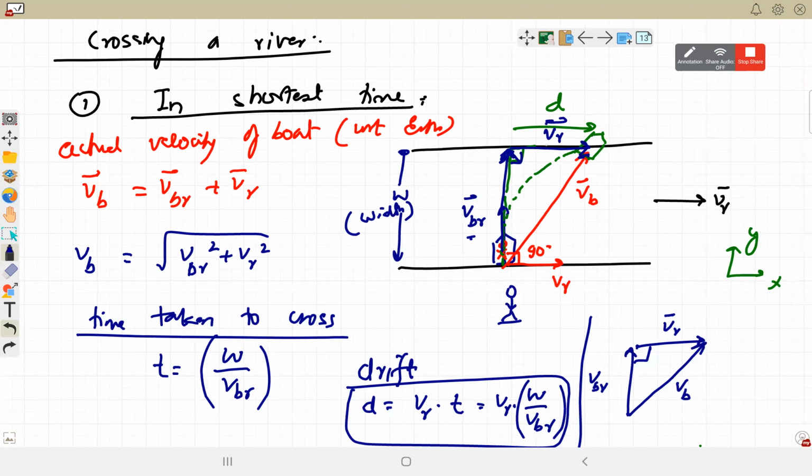Likewise, the boat is headed in the other direction. When it goes on the other side, there is a drift on the other bank on reaching. Drift means in the direction of the river flow, it is drifted by this. Displacement is velocity into time.